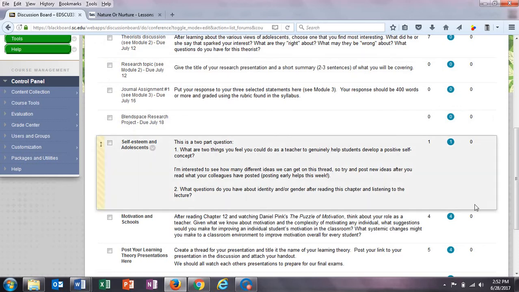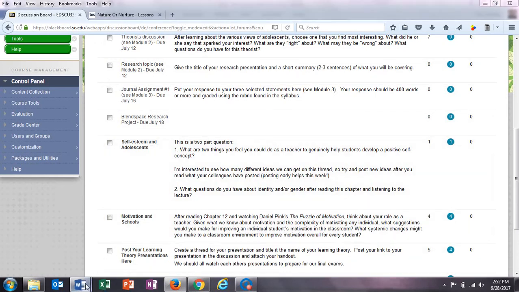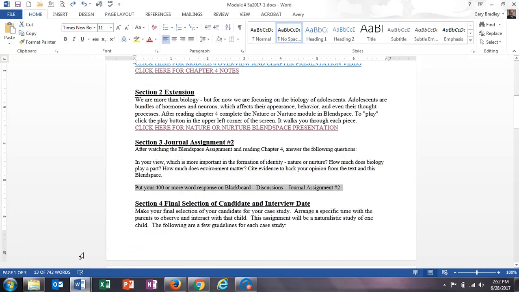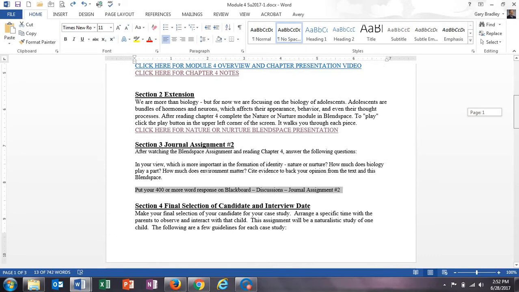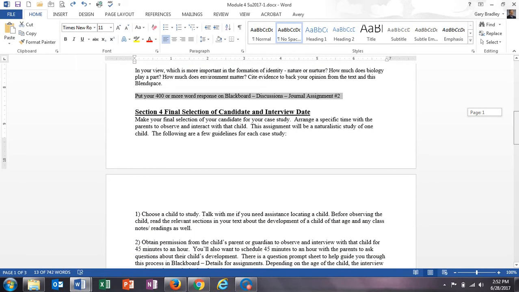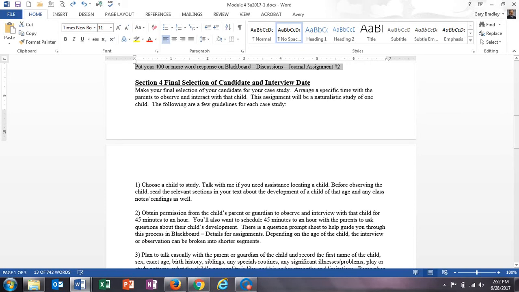Okay, well, that's it for... I think that's it. Nope, sorry, there's one more thing, and it's one of my favorite things. What I would like you to do in section number, yes, that was section 3. We've got 2 more sections. Apologies. Section number 4. What I would like you to do is continue working on your case study. You're finalizing your candidate and you're finalizing a time to come and interview.